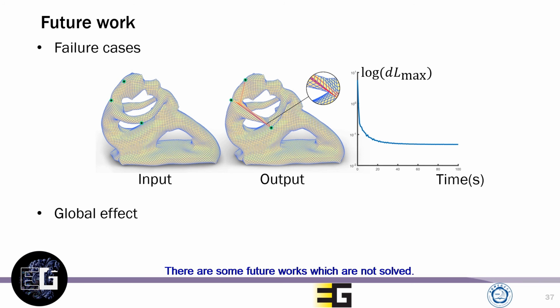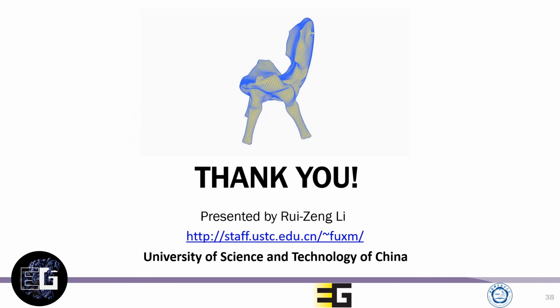There are some future works which are not solved. First, large deformation or hard positional constraints of handles may cause the algorithm to fail, and the quads may collapse as we cannot guarantee isometric deformation. Second, when moving a point handle, it appears that the shape is globally affected, even if the vertices are far away from the handle. How to control this is an interesting future work.